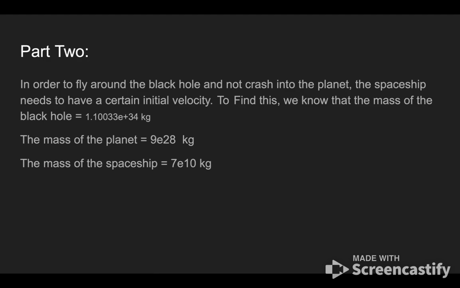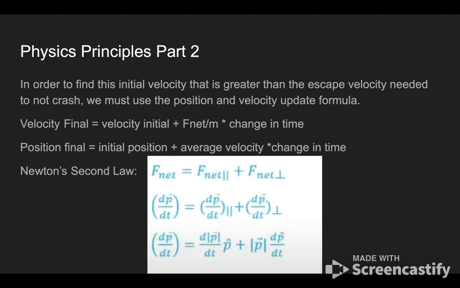So for Part 2, we need to fly around the black hole and not crash into the planet. So the spaceship needs to have a certain initial velocity. To find this, we know that the mass of the black hole is what we found from above, and the mass of the planet is 9 times 10 to the 28 kilograms. The mass of the spaceship is 7 times 10 to the 10 kilograms.